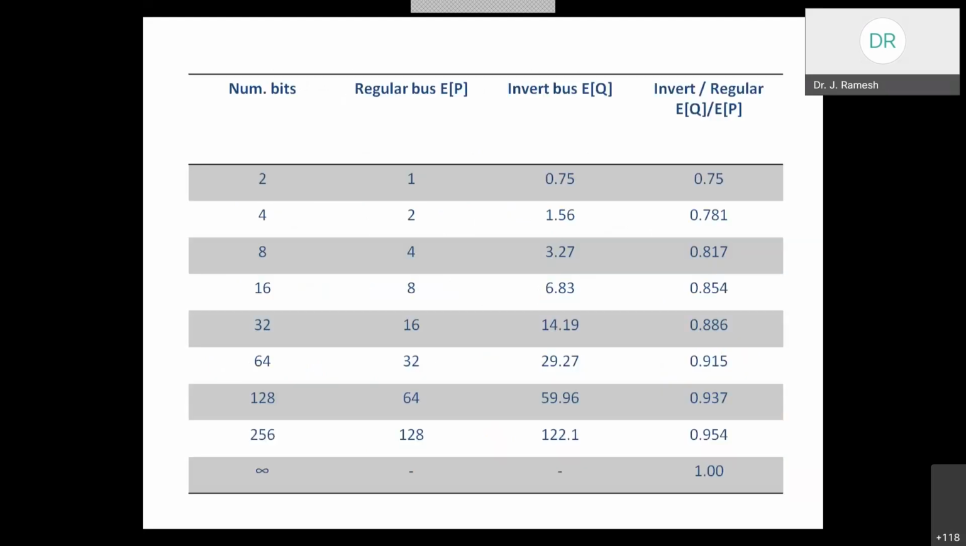Okay, so here just a comparison for your regular bus and the invert bus is given. How much is the reduction in the switching activity? And here also you can see that the switching activity is considerably reduced in the case of your invert bus. So bus invert encoding can also be applied for power reduction.